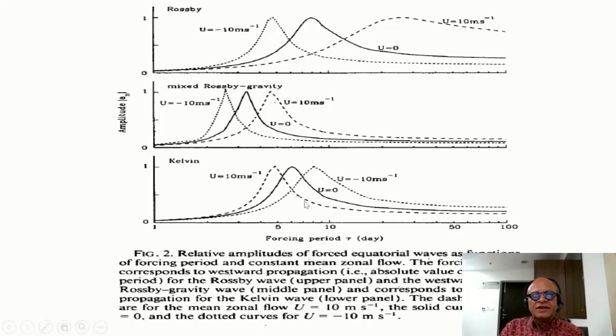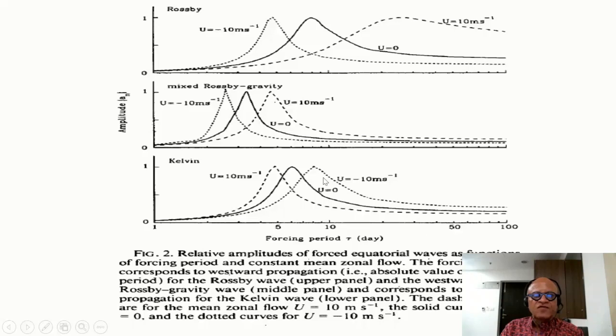But it turns out that, as you see in this paper, there is a dependence on the forcing period, or the frequency of forcing, for the amplitude of the eastward propagating Kelvin waves or westward propagating Rossby and mixed Rossby gravity waves. So here the forcing period corresponds to westward propagation, i.e. absolute value of negative period, for the Rossby waves in the upper panel, westward mixed Rossby gravity waves in the middle panel, and corresponds to the eastward propagation of Kelvin waves here in the lower panel.